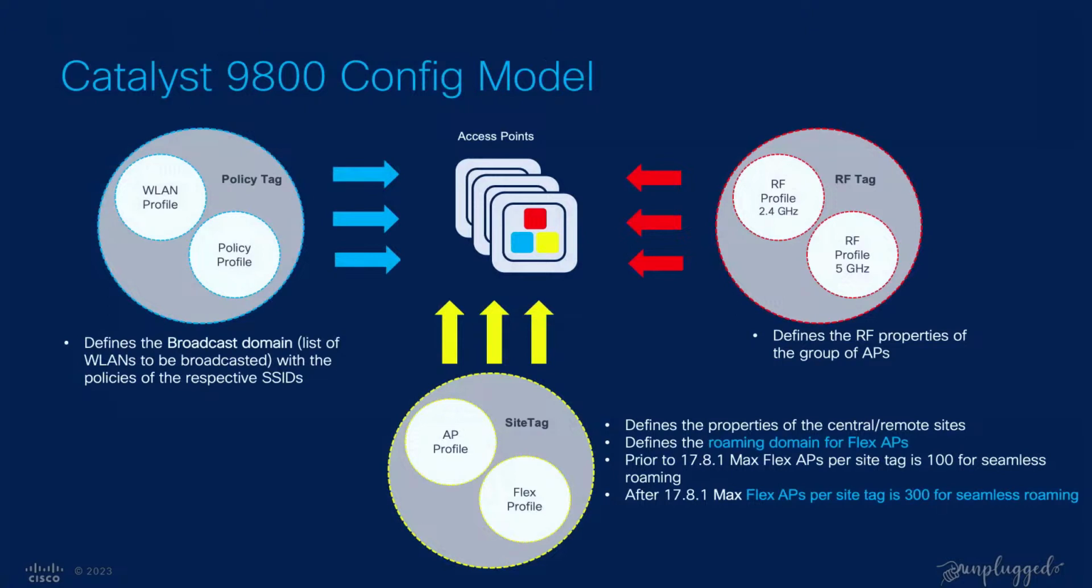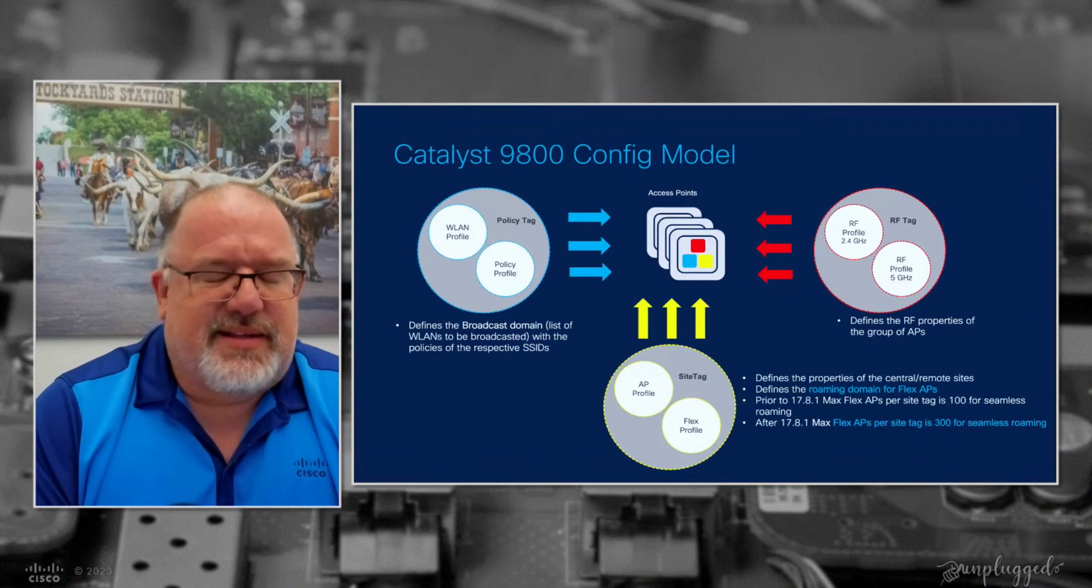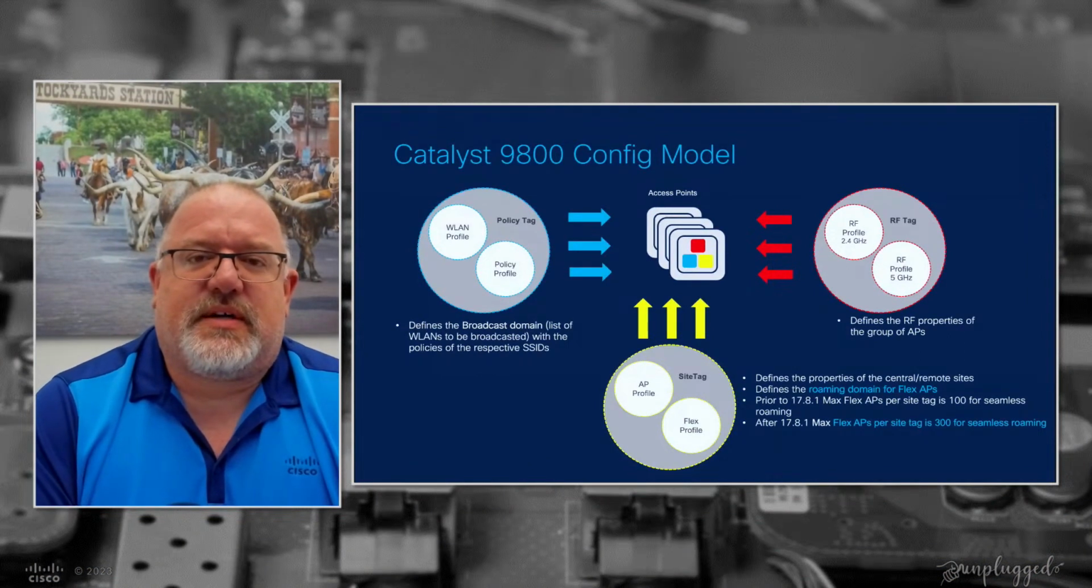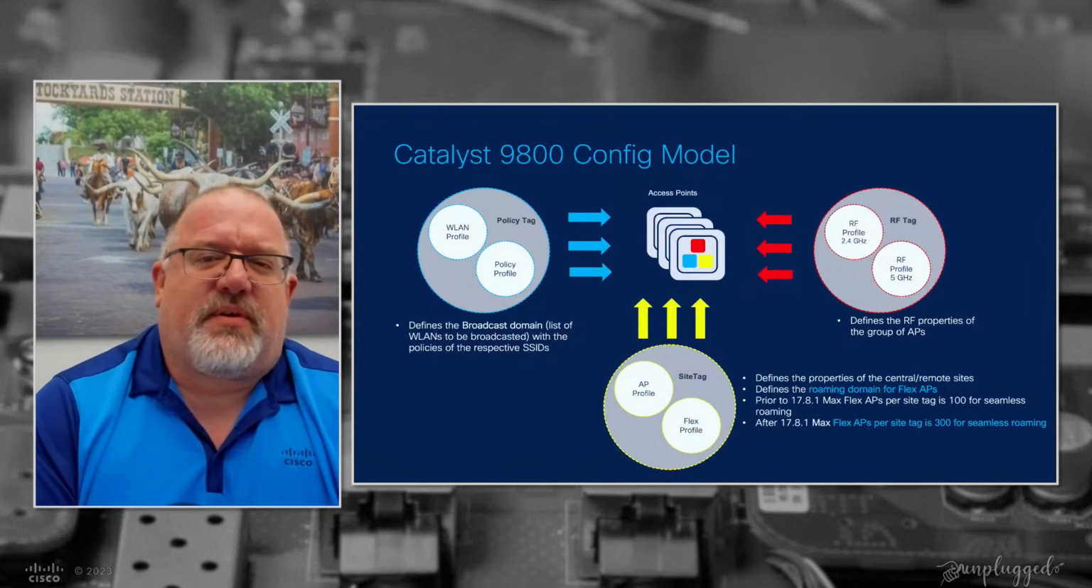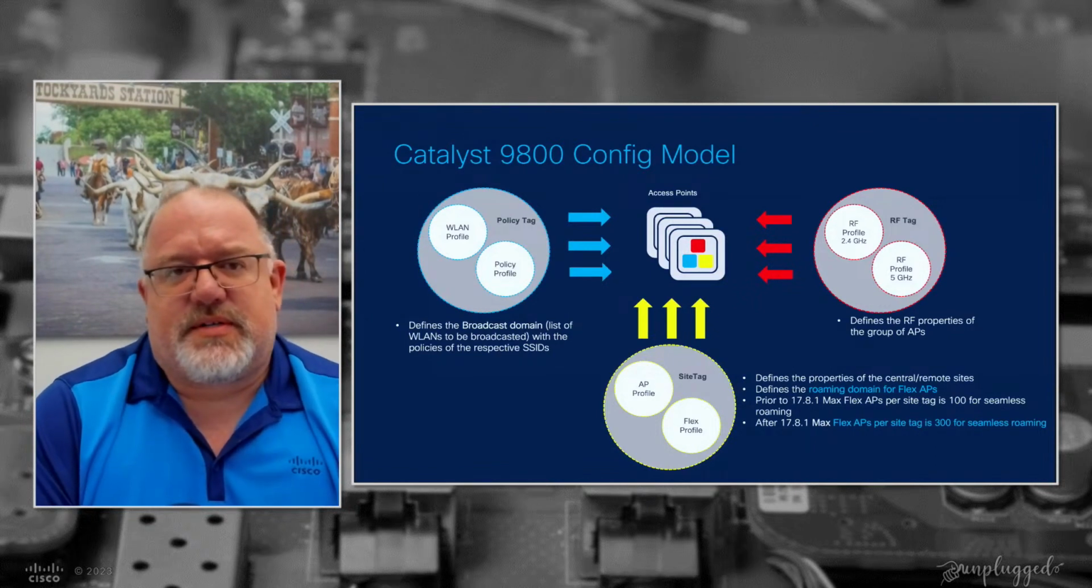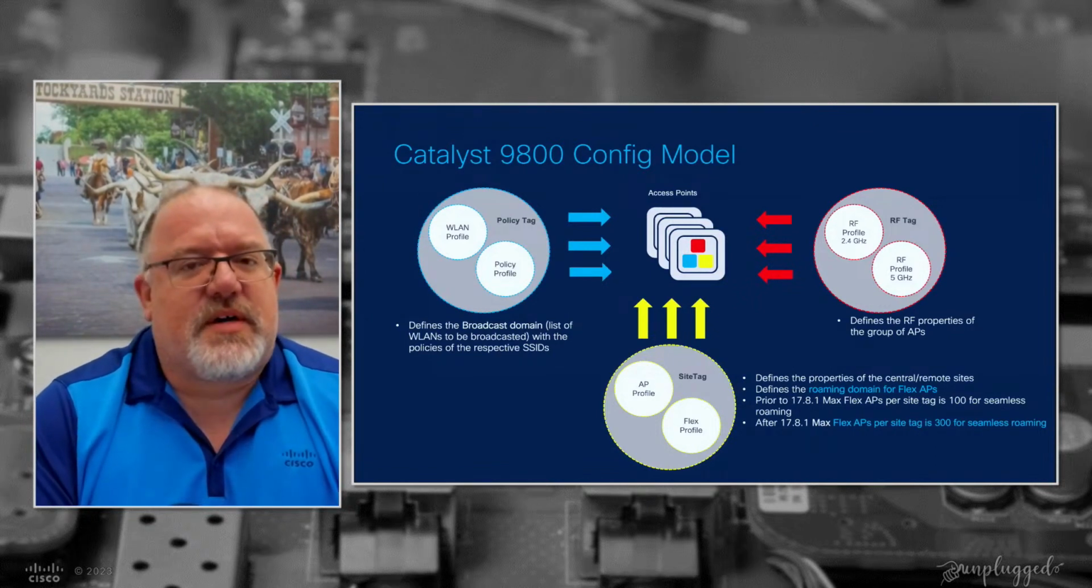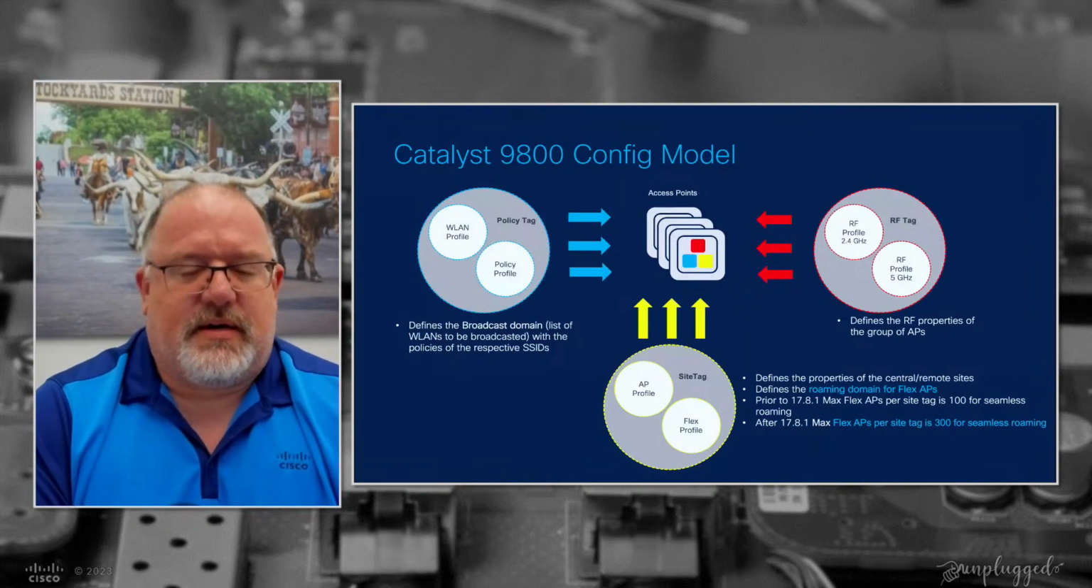Then we have our site tags. You'll see, again, that's where we do more of our global configuration from the AireOS world. And also, that's where we set our Flex Connect up. You'll see there, prior to 17.8.1, the max Flex APs per site tag is 100 for seamless roaming. That's directly from AireOS. That was our limitation the entire time. After 17.8, that's been increased to 300. So you can have a little bit larger Flex deployments now. And then obviously we have our RF tag, which is basically the combination of the RF profiles, similar concept we had in AireOS.